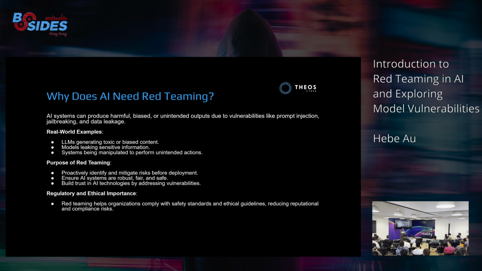It is to identify the risks and vulnerabilities and mitigate the risk before deployment, and also ensure the AI system is strong, fair, and safe. Red teaming helps organizations understand what the vulnerabilities are and what risks they face when they use this system.